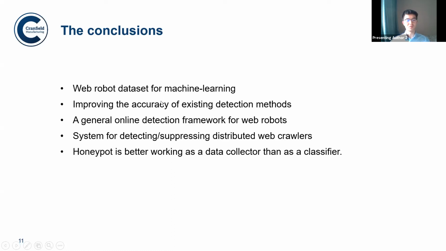Thirdly, we hope to develop a detection system that is able to detect all types of web robots in real time. Fourth, we hope that the system for distributed web robots can have a better performance. The last one is a small tip that honeypot technology is best not to be used directly as a classifier.